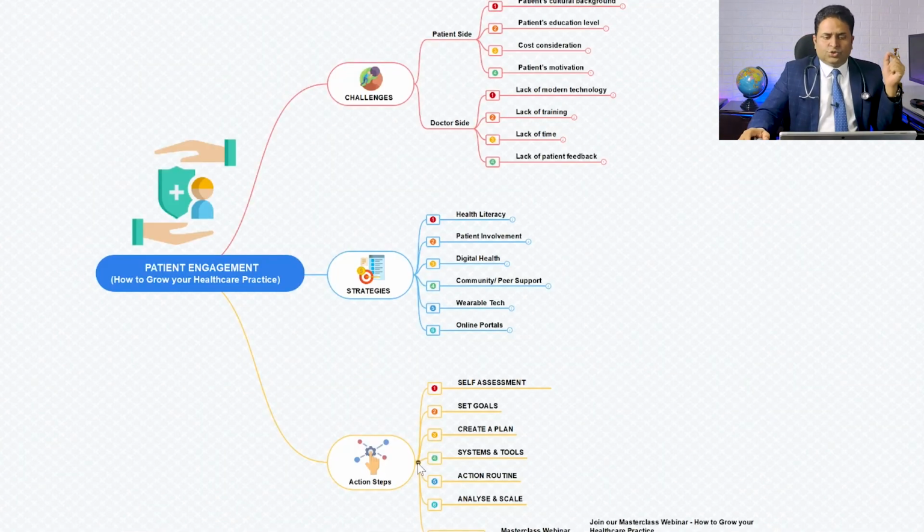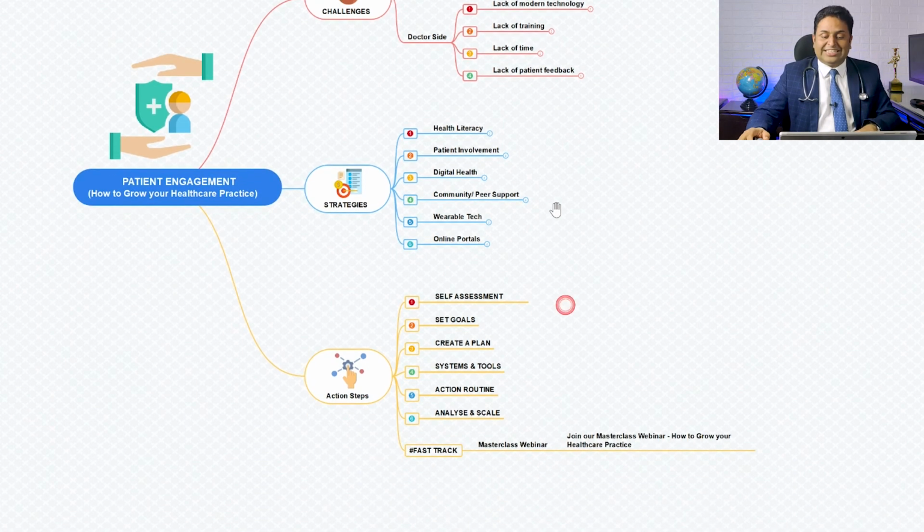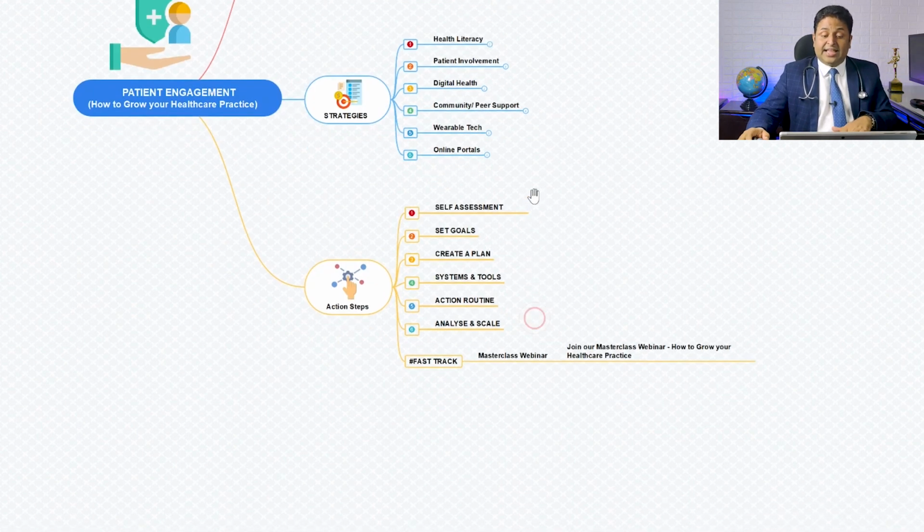So just to revise, we looked into patient engagement. In patient engagement, we looked into the challenges. In challenges, we have two things, that is patient side challenges and doctor side challenges. Patient side challenges, we have patient cultural background, patient education level, cost consideration, and patient motivation. And then we have four doctor side challenges, that is lack of modern technology, lack of training, lack of time, and lack of patient feedback. And then we looked into the strategies. In strategies, we have health literacy, patient involvement, digital health, community and peer support, wearable technology, and online portals.